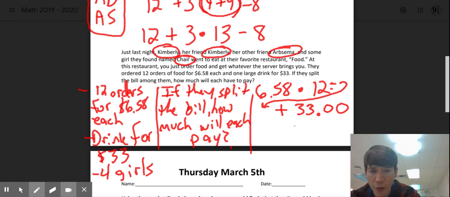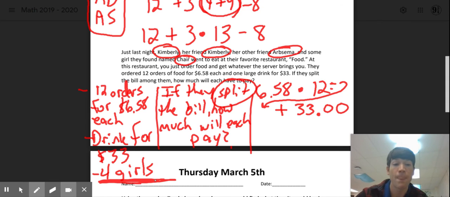And then remember, they're splitting this. So they're splitting that bill among 4 girls. So then we know from that point, we're splitting it up into 4 pieces. Think about what that means when you're splitting that up. And I think you guys can do that.